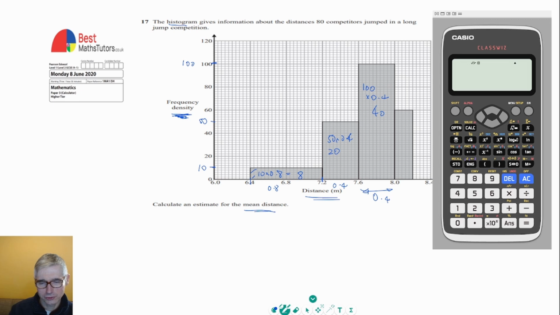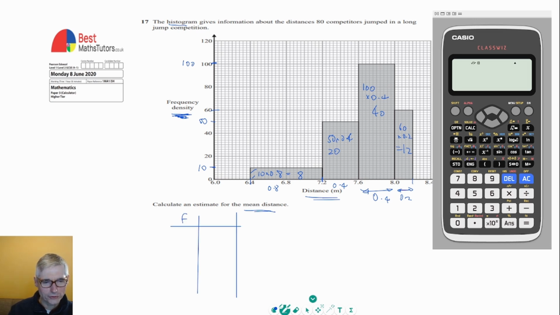And then the final group is going from 8 to 8.2. So that width there is actually 0.2. And the height of the group is 60. So this one's going to be 60 times 0.2, and if we work that out, that is equal to 12. So those are the frequencies for each of these groups. And if we had it in a frequency table, we'd have something like this.